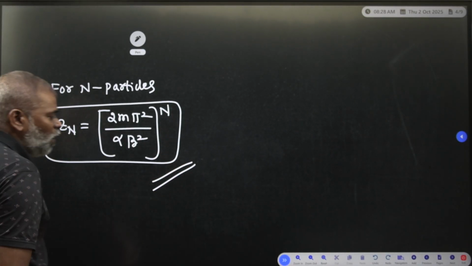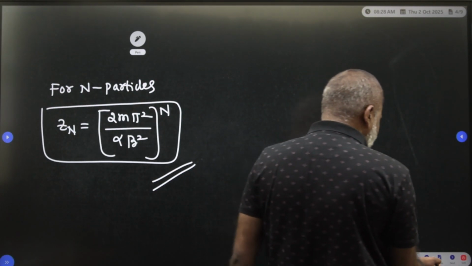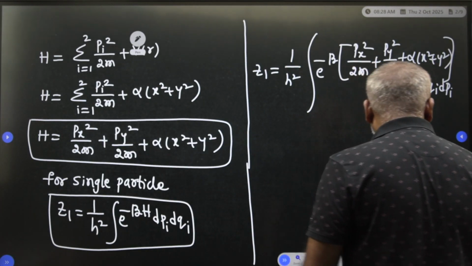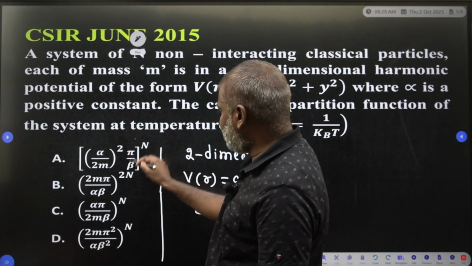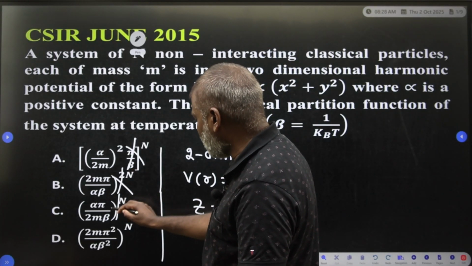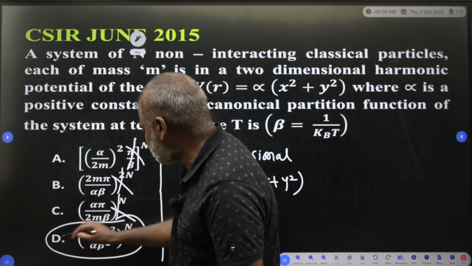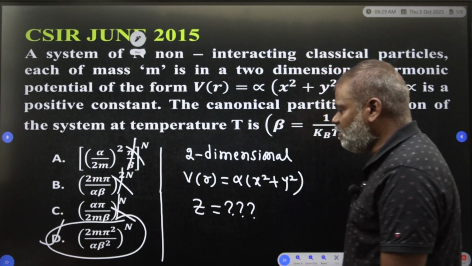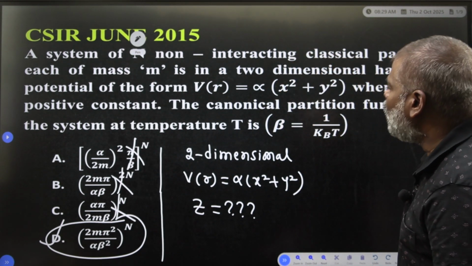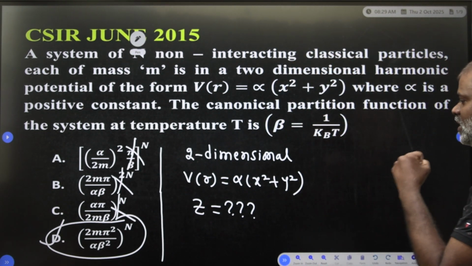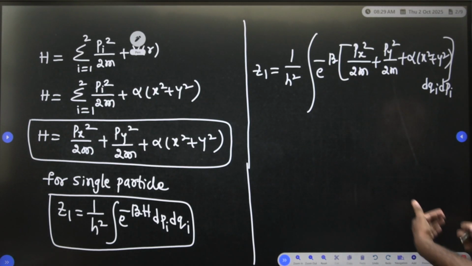Based on your problem you have to do this. So what is this answer? Option A is not correct, option B is not correct, option C is not correct, option D is correct: 2m pi square divided by alpha beta square whole to the power of n. So this is your answer. Like this you are able to get it in your competitive examination.